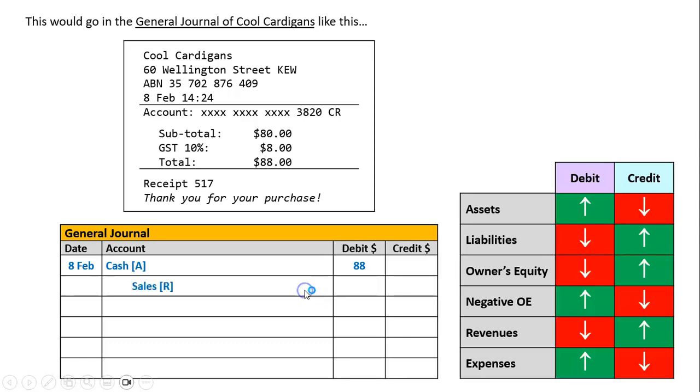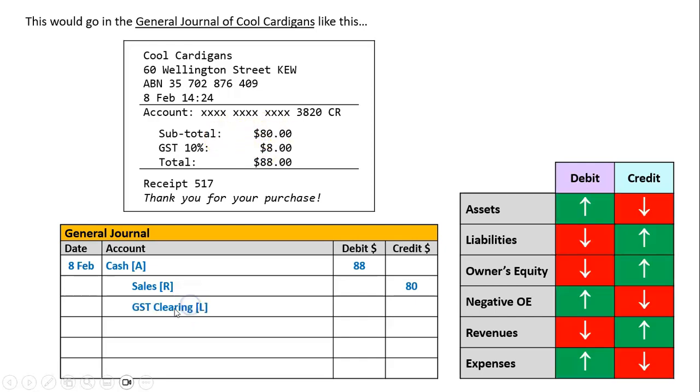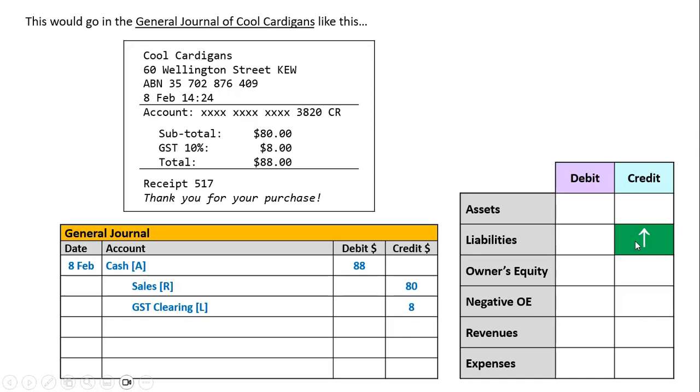The offsetting credits for that will have a sale. Sales are revenue, and the sale part will be this $80 here. The rules of debits and credits say when a revenue goes up, that would be a credit. But we've also got this GST because the business received two things today. It received some revenue of $80, but it also received a liability called GST clearing, because our business has $8, but it does not belong to us. We're obligated to give it to the government. So therefore, that's a liability going up. And when a liability goes up, that would be a credit.